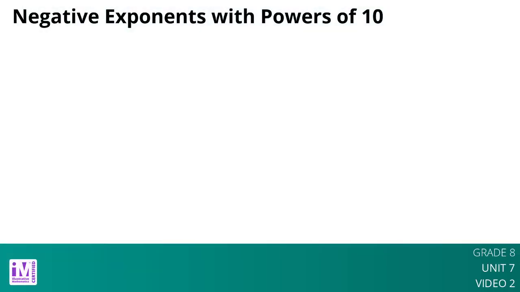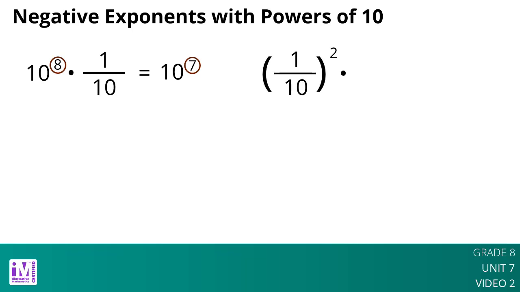When we multiply a positive power of 10 by 1/10, the exponent decreases by 1. Take a look at this example. 10 to the 8th power multiplied by 1/10 is 10 to the 7th power. This is true for any positive power of 10. We can reason in a similar way that multiplying by two factors that are 1/10 decreases the exponent by 2.